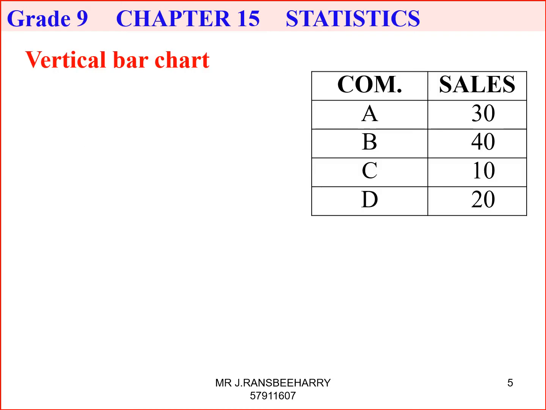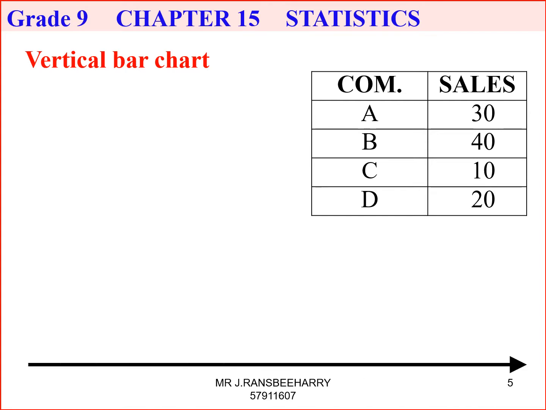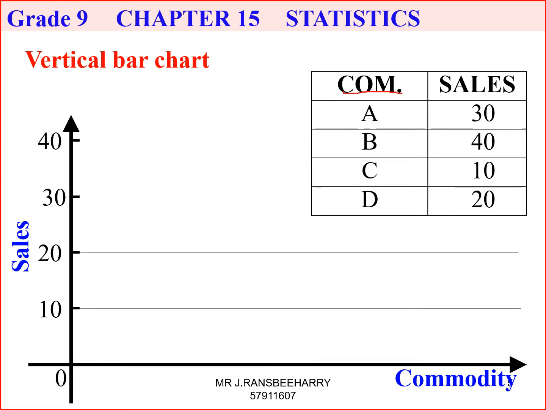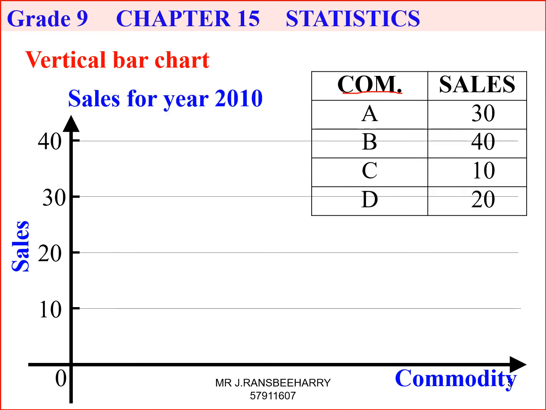Solution, vertical bar chart. We have the sales given for the year 2010. So the x-axis will represent the commodity A, B, C, D. The y-axis will represent the sales. So 10, 20, 30, 40. So commodity A, our title is, we can write sales for the year 2010. We can also write sales against commodity.